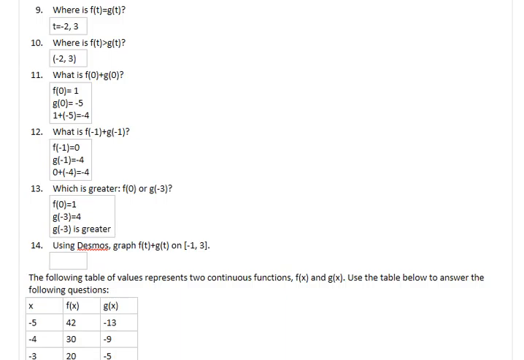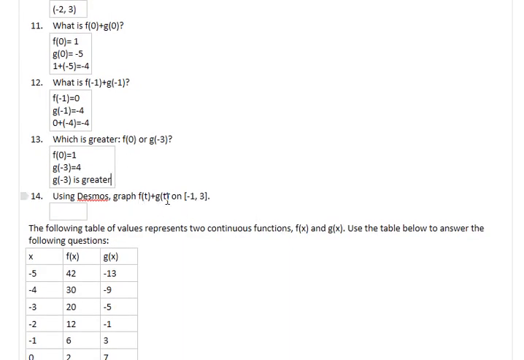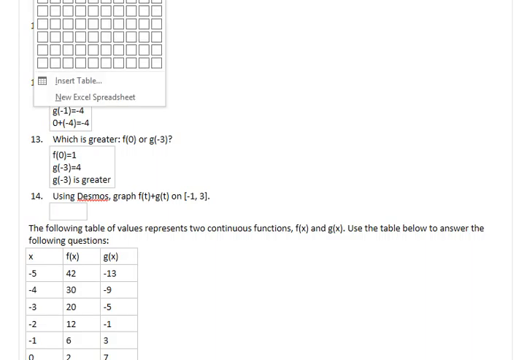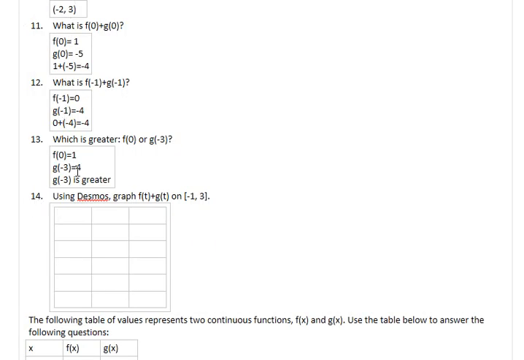All right, this last one where we're graphing f of t plus g of t on this interval. Here's what I'm going to do. I'm first going to make a table of values, and then we'll go into Desmos and see what that's supposed to look like. All right, let me go ahead and make my little table here. 3 across, 6 down. Okay. You can follow along on your own paper.